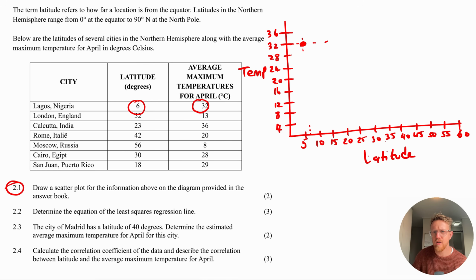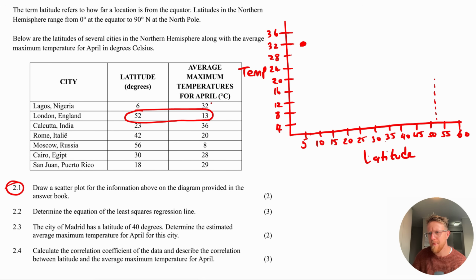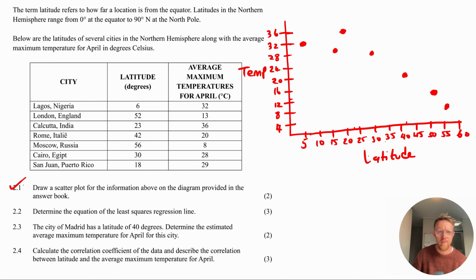Obviously I'm just using dotted lines because I don't have a ruler, but with a ruler, it would be pretty straightforward. So let's reconnect all of that. You get the idea, right? You're just going to plot all of these. We've plotted these two together. Now these two go together: a latitude of 52, which is like here, and then the temperature is 13, so that is there. With a ruler, you would easily see where they intersect. Now we're going to plot all of those points. You're going to get something like that for your scatter plot. It's only worth 2 marks.